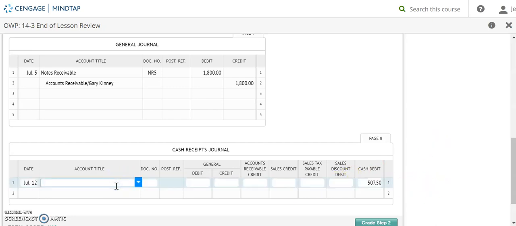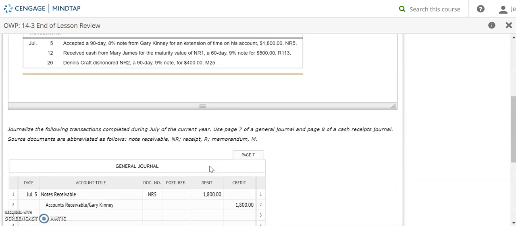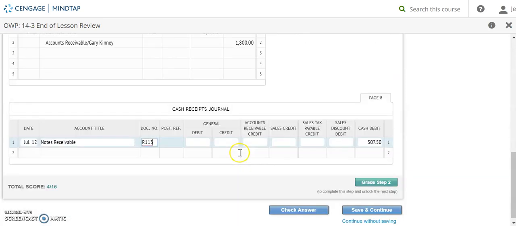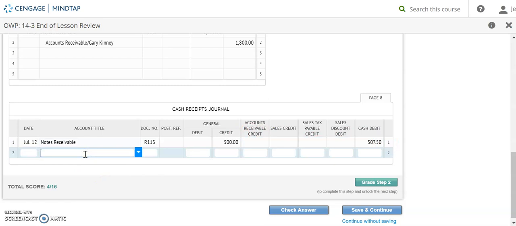And then I'm going to put where I got that money from. Okay, so remember, they owed us money in notes receivable. So I'm going to do notes receivable. I'm going to put my document number, receipt 113. And I'm going to credit notes receivable for the principal amount. So the principal amount of the note was 500. My debits and credits don't equal because I also have to include that interest income. Remember, that is revenue that I'm making. So I'm going to call that interest income, and I'm going to credit for $7.50. Now my debit equals my 2 credits.